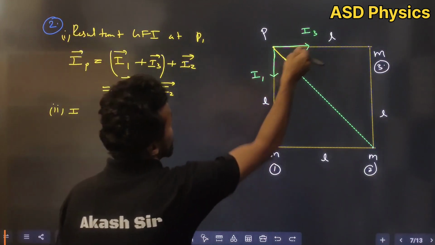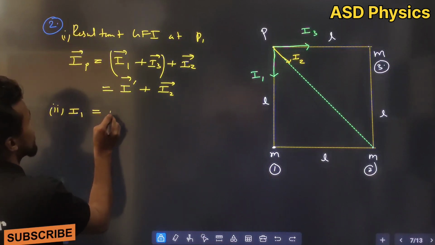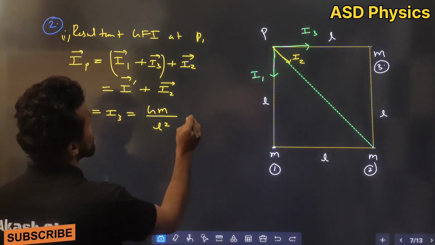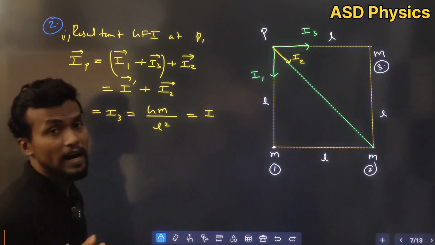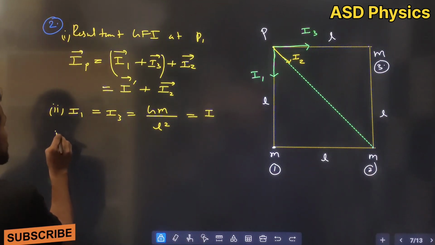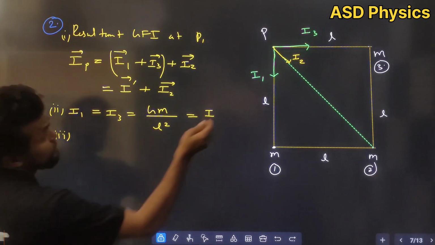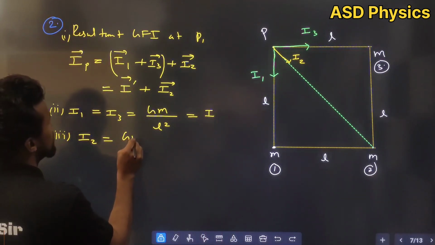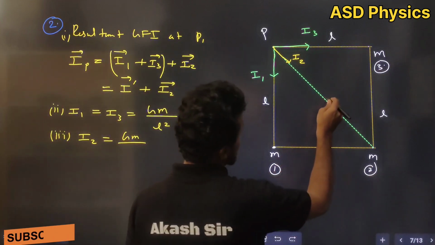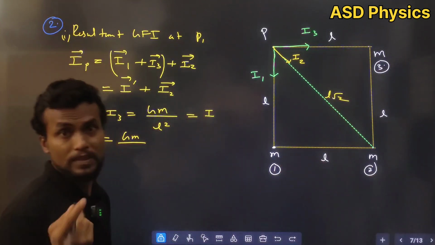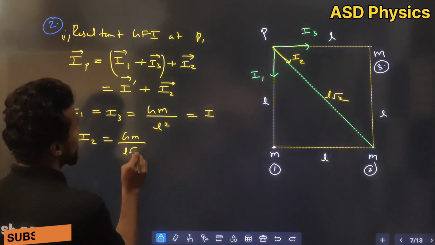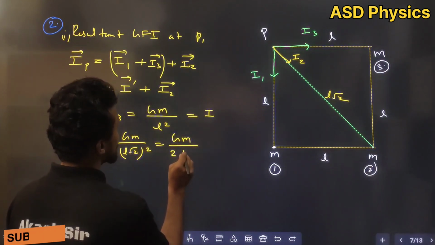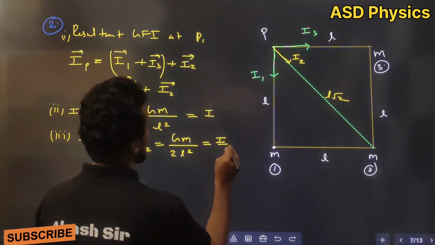Now, this I1 and I3 will be the same, just like the previous one. How much here? Gm by L square, and this one I will write here as I. After that, the value of I2, how much here? See please, I2 equals Gm by this distance, how much? From the Pythagoras theorem, L root 2. Is it? That means we can write here L root 2 whole square. That means what will this become here? Gm by 2L square. And here I can write I by 2.